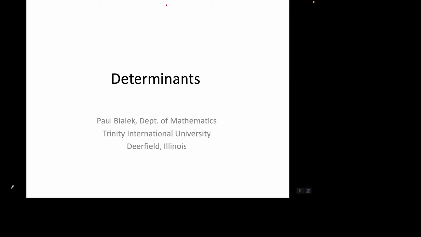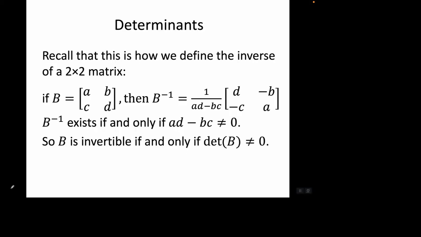Let's talk about determinants. Recall that this is how we define the inverse of a 2 by 2 matrix. If B is the matrix ABCD, then B inverse is 1 over AD minus BC times this matrix. Okay, so you switch the A and the D. You got a D here, you got an A here, and then you stick negative signs in front of the B and the C. So B inverse is going to be this matrix.